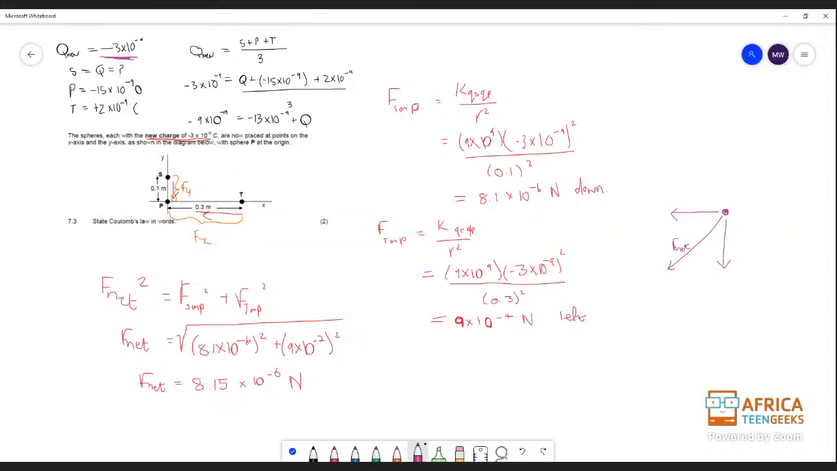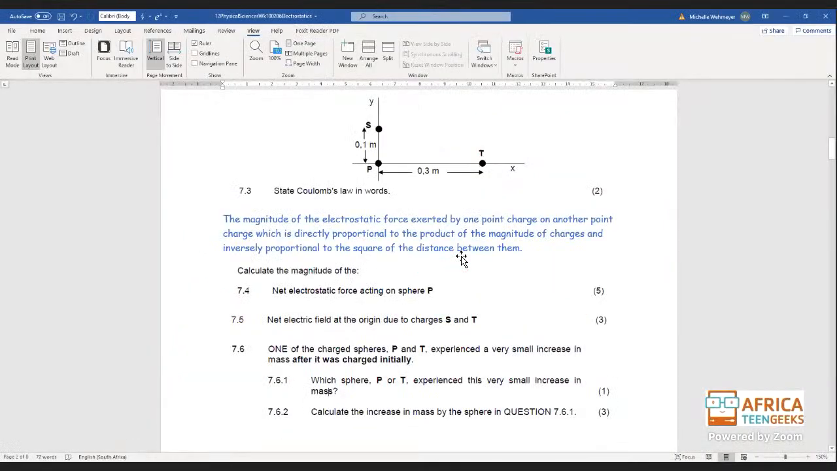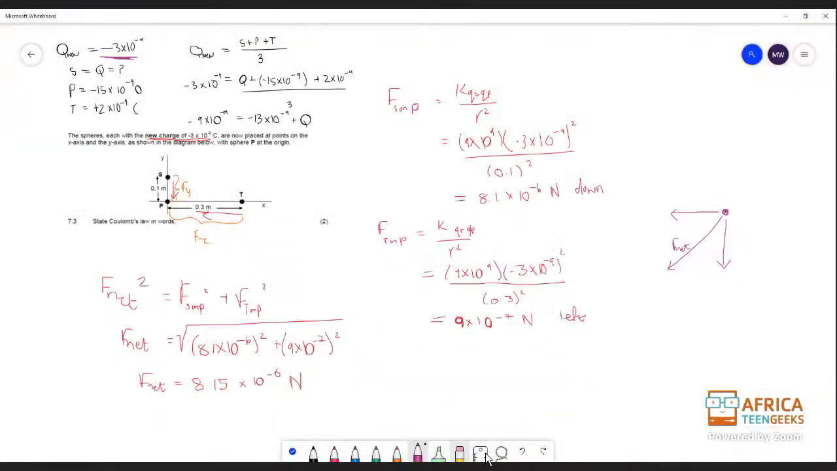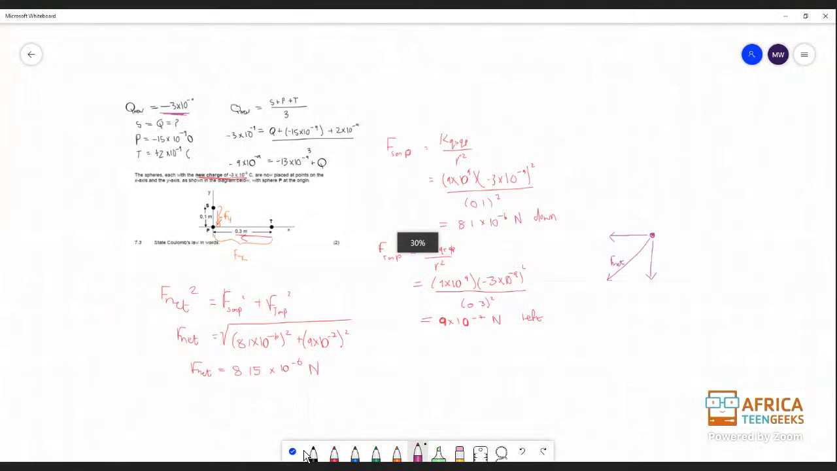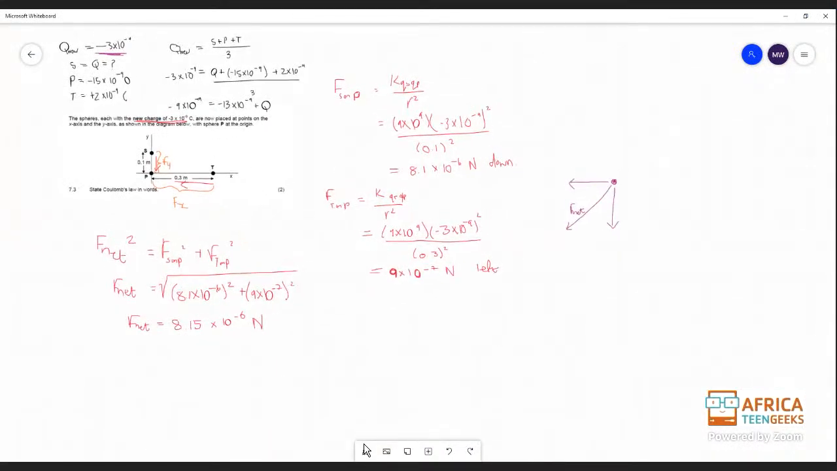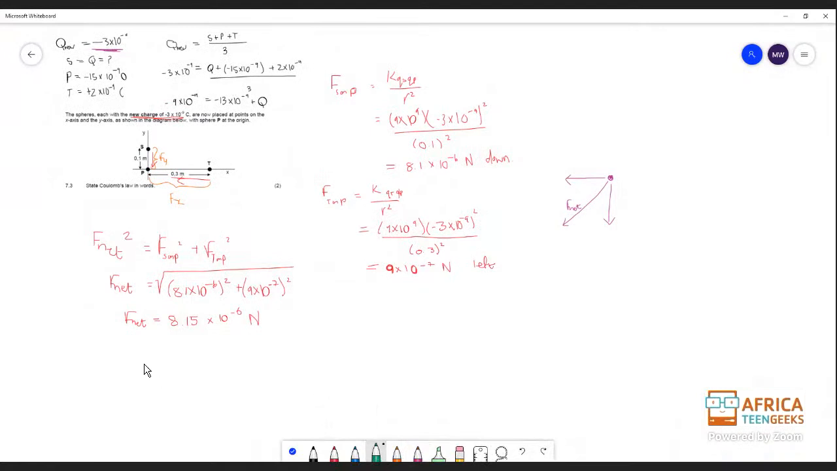Okay, then question 7.5. They tell us to calculate the net electric field at the origin due to charges S and T. So they're basically asking you, what is the net electric field on P? So what we are going to use is the net force that we just worked out. So I'm just going to make a little bit of space.